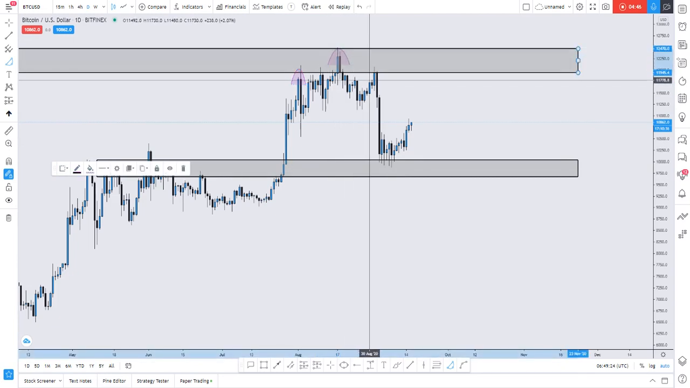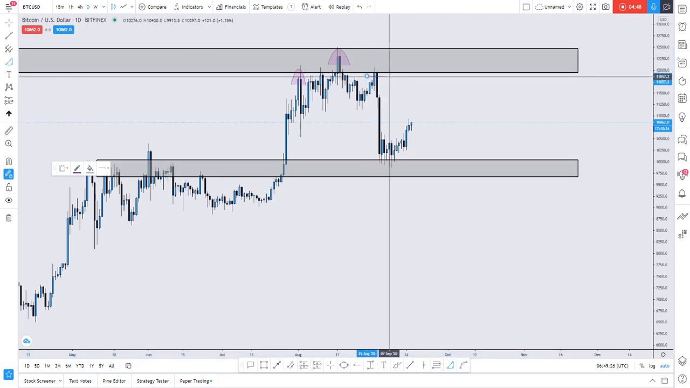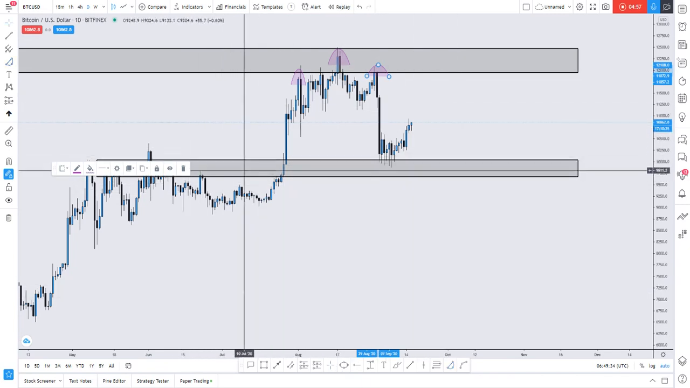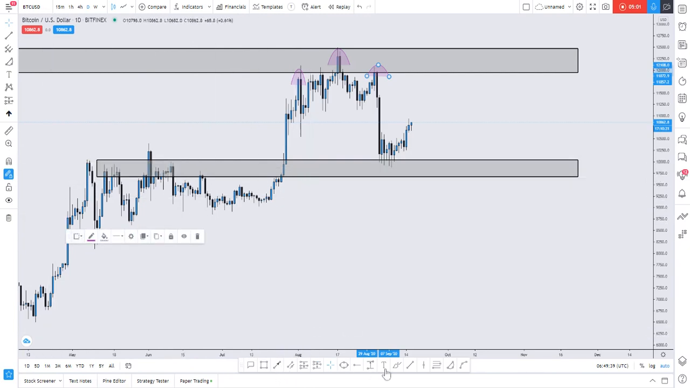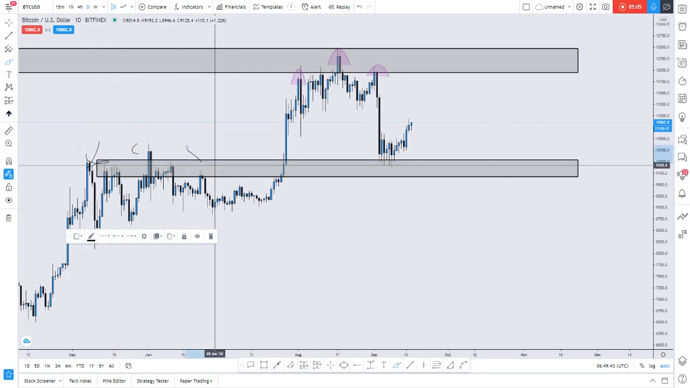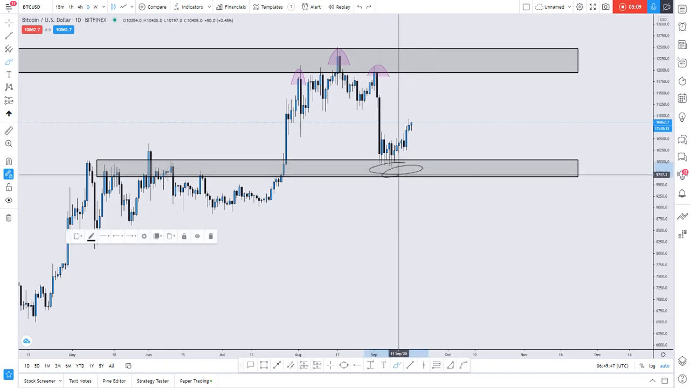We have this head and shoulders pattern right here, which made this impulsive move to the downside. And when price came back to this previous area of resistance, which will now be acting as support, it acted as resistance a lot of times. We can now see it acted as support here. So just a significant S and R flip.